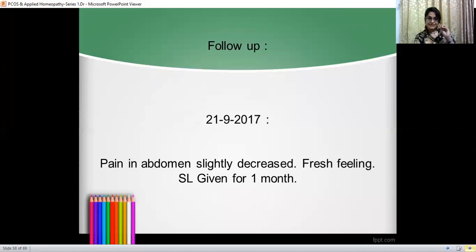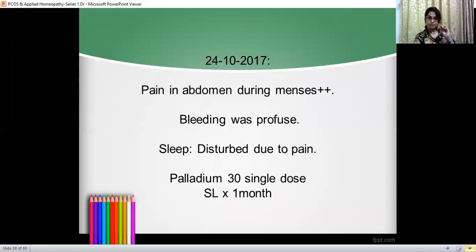Follow-up: pain in the abdomen slightly decreased, fresh feeling. Again, she had pain in the abdomen during menses after a month. Bleeding was profuse, sleep was disturbed. So again, I repeated Palladium 30 single dose.